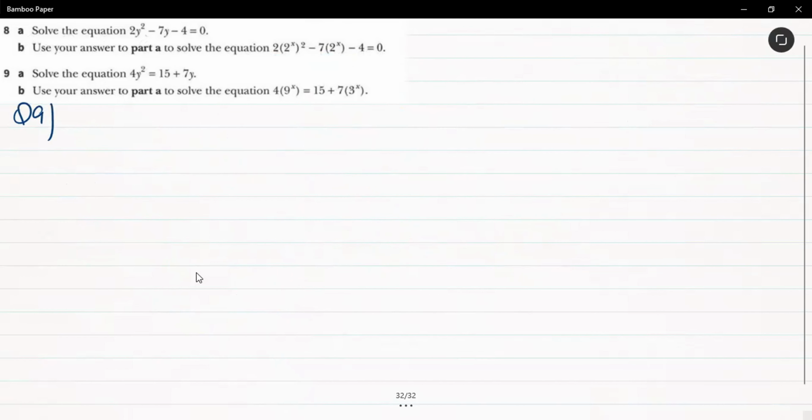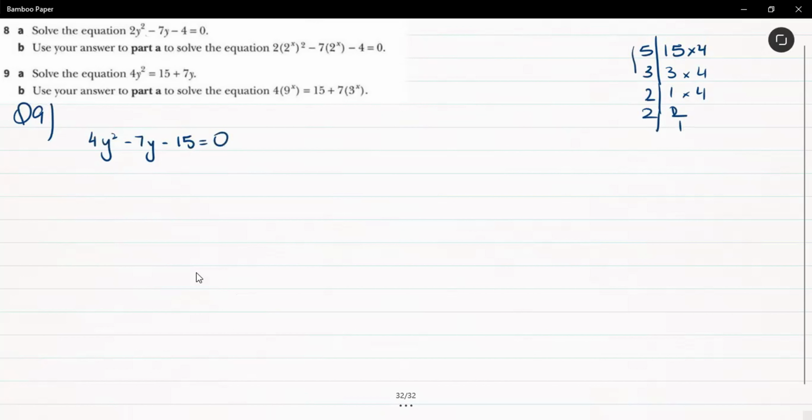Okay, so question number 9 is the same thing. Again, 4y squared, I'm just going to simplify this as I copy it down. Minus 7y minus 15 is equal to 0. Now simplify this equation. You'll get 15 multiplied by 4. I'll just directly solve it. 5 3s are 15, 3 1s are 3. 2 2s are 4, 2 1s are 2. So I have to produce 7 out of this. 5 3 is a 15, 2 2 is a 4. 15 and 4, no, not 7. 3 to the 6, 6 to the 2.